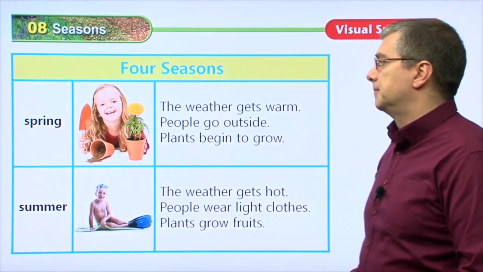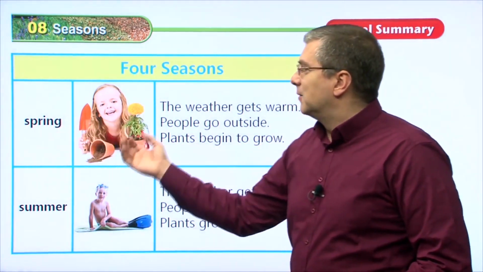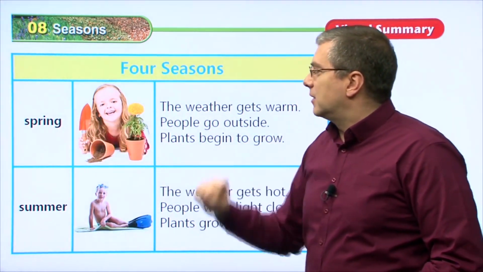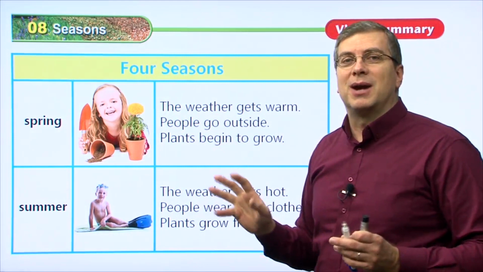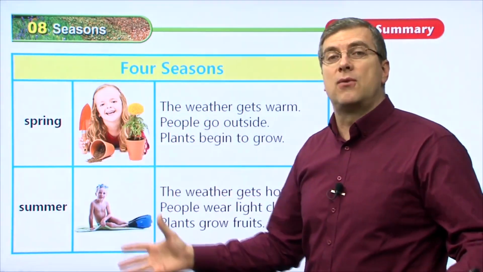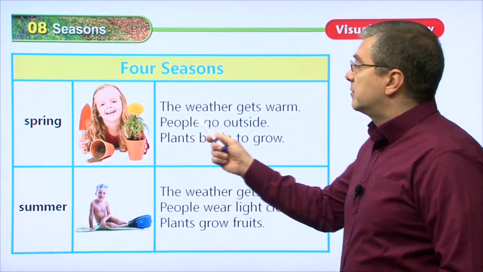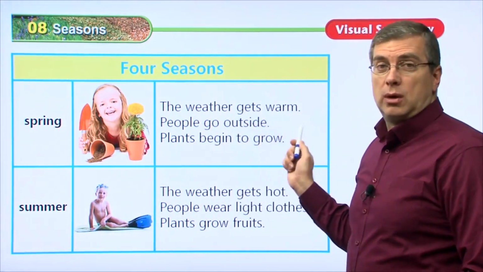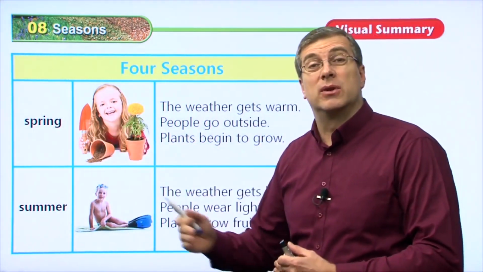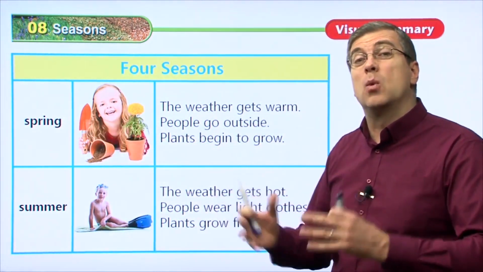Let's go over this chart. So first of all, we have spring, and we can see this girl here. She's got the flowers. The flowers are blooming, right? The life is springing forth. In the spring, the weather gets warm. Remember, spring is after the winter, so it's getting warmer.